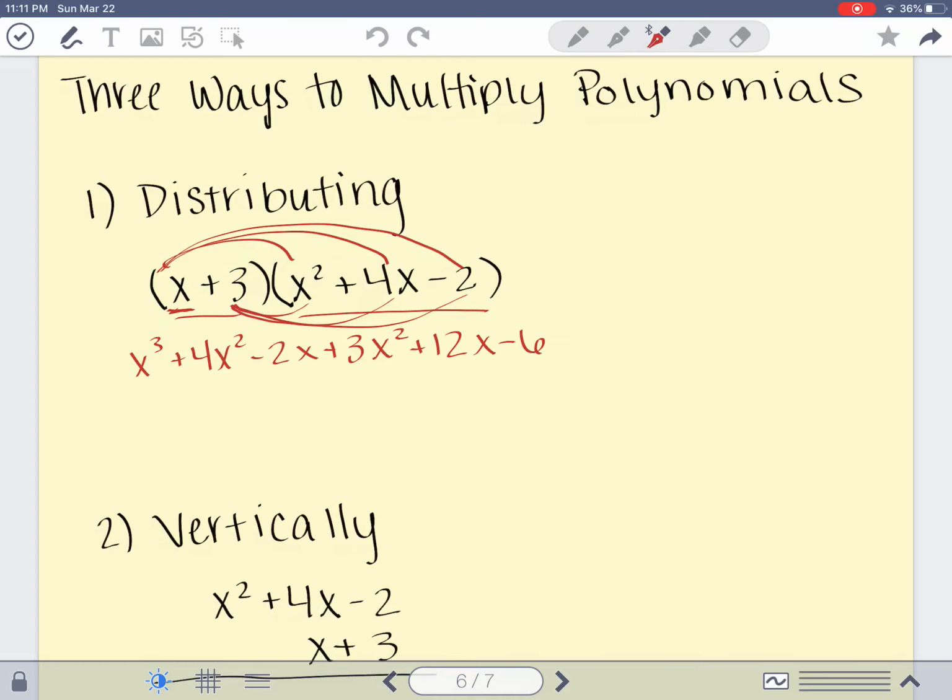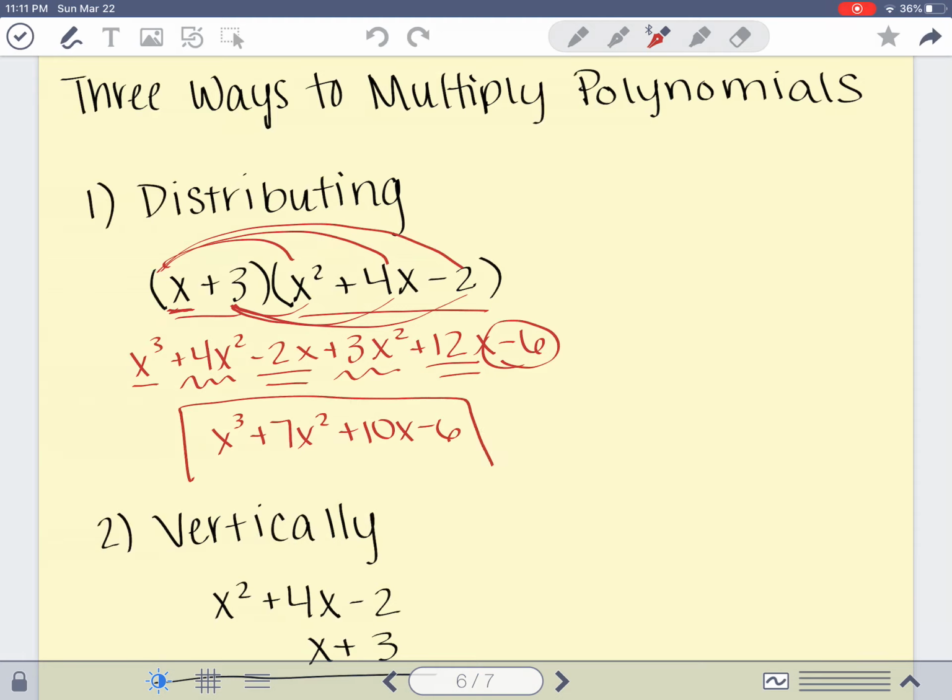From here, we just go through and combine our like terms. So we've got x cubed, doesn't combine with anything else. 4x squared plus 3x squared gives us our 7x squared. We've got negative 2x combines with our positive 12x, so we have positive 10x. And then there's no other constants, so we just bring along that negative 6. All right, so we have this polynomial, which is a degree of 3, which makes it cubic. Okay, so it's a cubic polynomial. And this was by distributing.